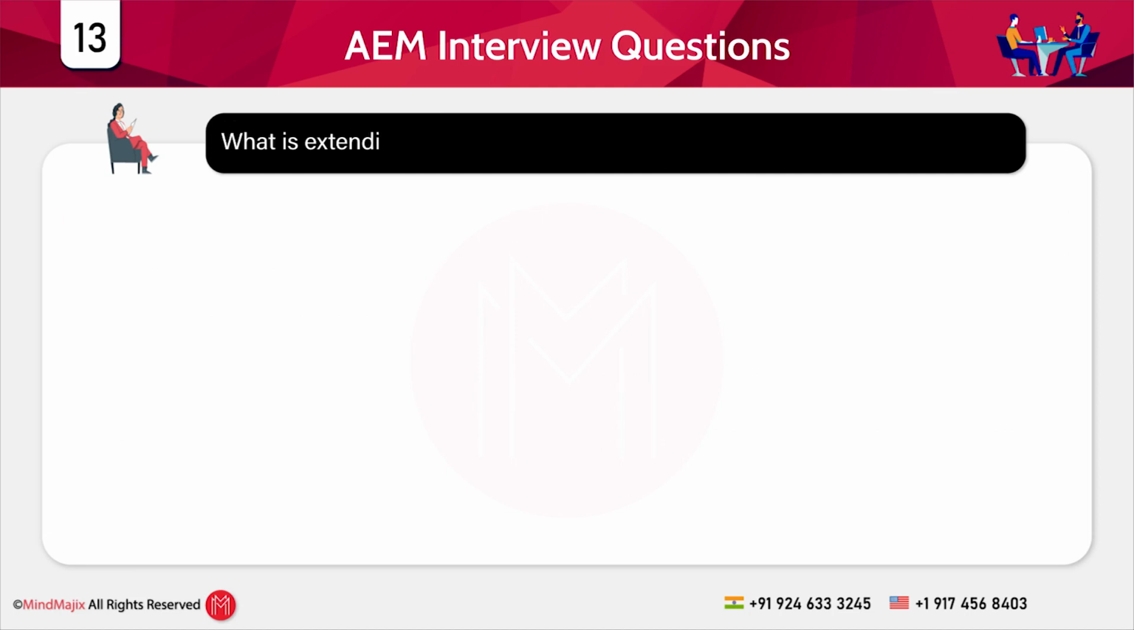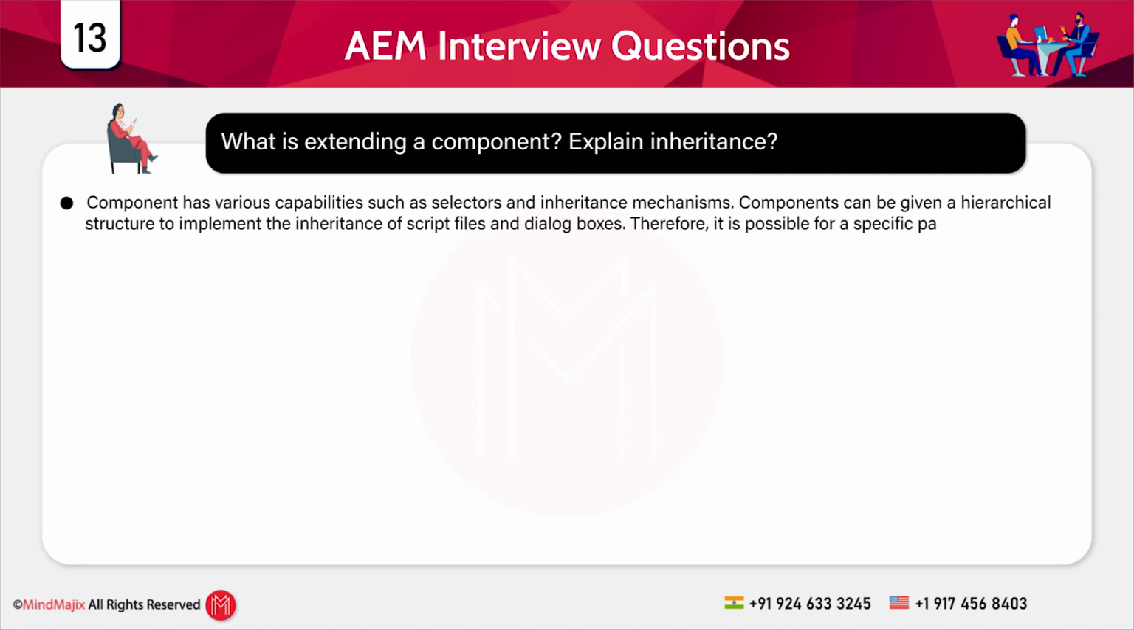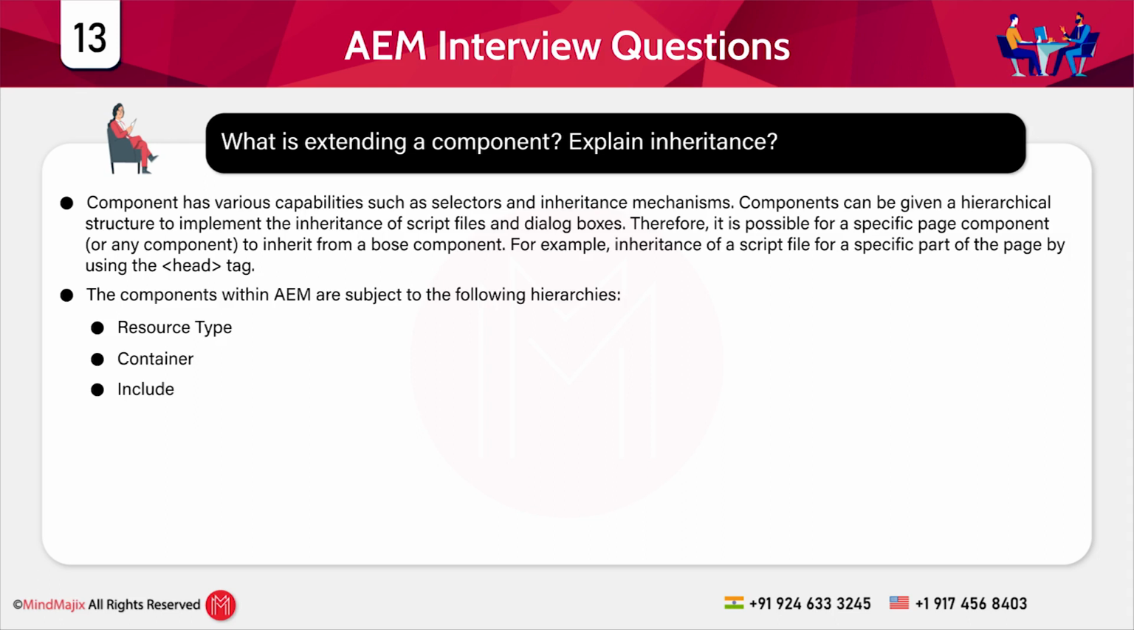Then what is meant by extending a component? Explain inheritance. Extending a component, we will do it with the help of inheritance only. Inheritance is cq:Component, and that means the CQ component has various capabilities such as selectors and an inheritance mechanism. Components can be given a hierarchical structure to implement the inheritance of script files and dialog boxes. Therefore, it is possible for a specific page component to inherit from the base component. For example, inheritance of a script file for a specific part of a page can be done by using the head tag.